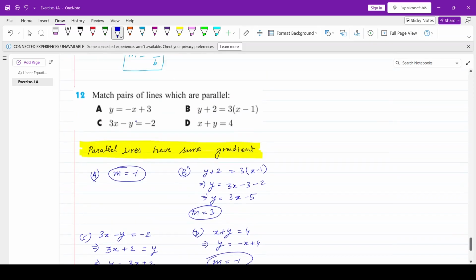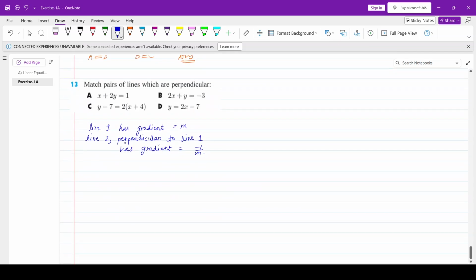Now we are supposed to find out the gradients of each of the equations over here, as we did in the previous case, and then we need to find out whether this relationship holds. If one is m, and any other of the equations has gradient minus 1 by m, then those two are perpendicular. So let's do it. The gradient of equation A, x plus 2y is equal to 1. 2y is equal to 1 minus x. y is equal to minus x plus 1 divided by 2, minus 1 by 2 x plus 1 by 2. So gradient is minus 1 by 2.